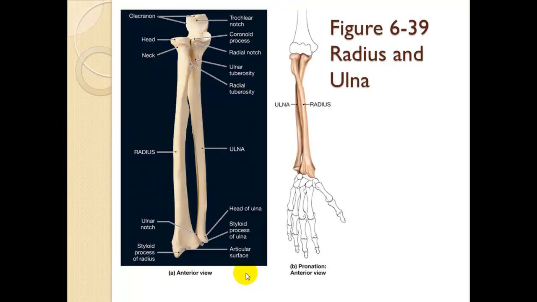The ulna and radius: the radius is on the thumb side, if you'll always remember that. It's where we check a pulse. We also have head of the ulna and head of the radius. Be sure you can identify them. Tuberosity is a flat portion, so in this area here we have an ulnar tuberosity. Radial notch, trochlear notch, which attaches to the distal end of the humerus.